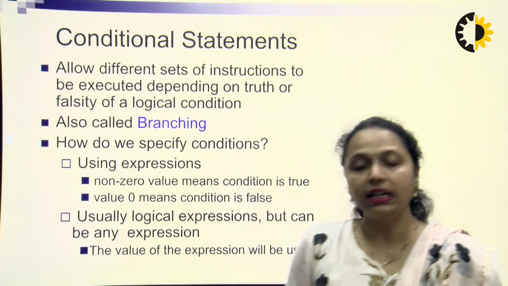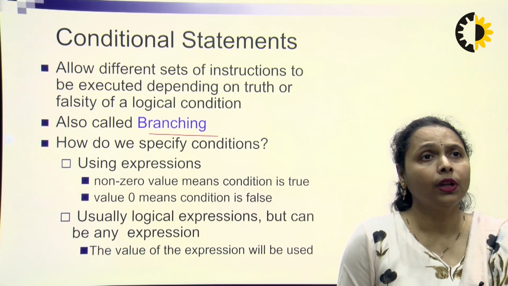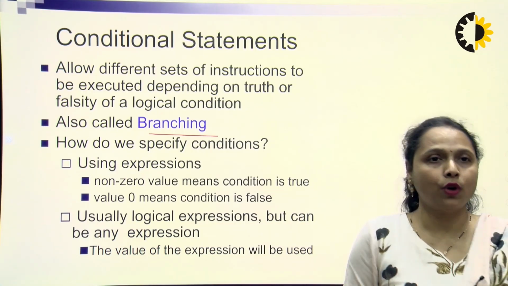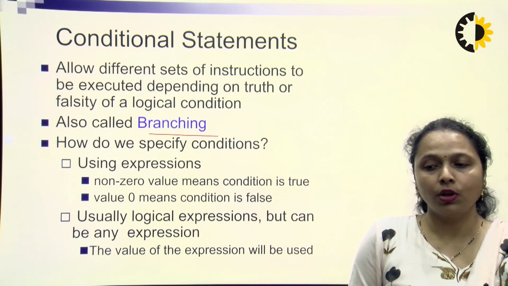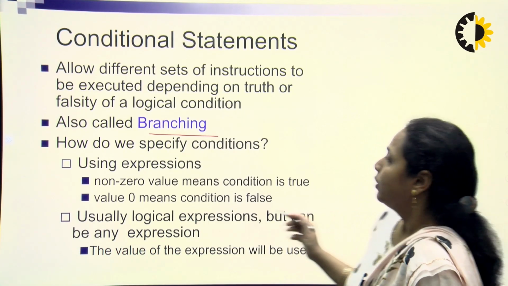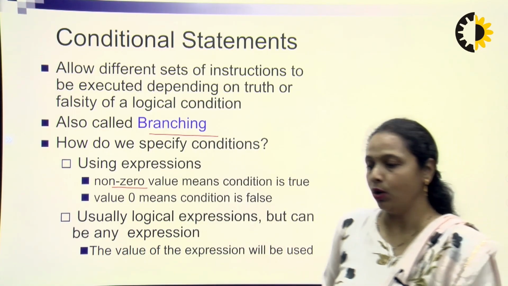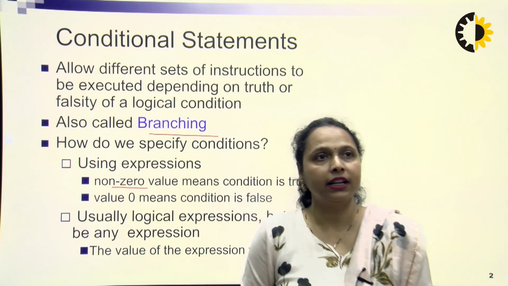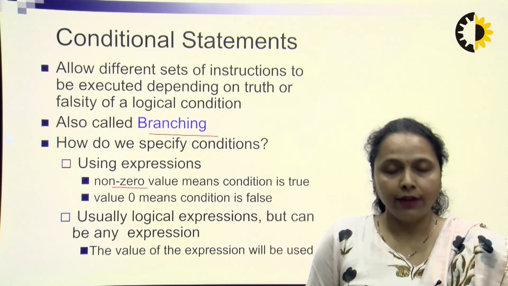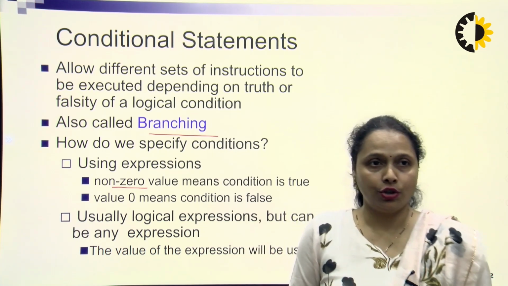These conditional statements are also known as branching statements. The conditional statements will always provide you a true value or a false value, which means the result is based upon the condition result, which is either true or false. For a true result, if any non-zero value is returned by the condition, it means it is a true condition. And if a 0 is returned by any condition, it means it is a false condition.